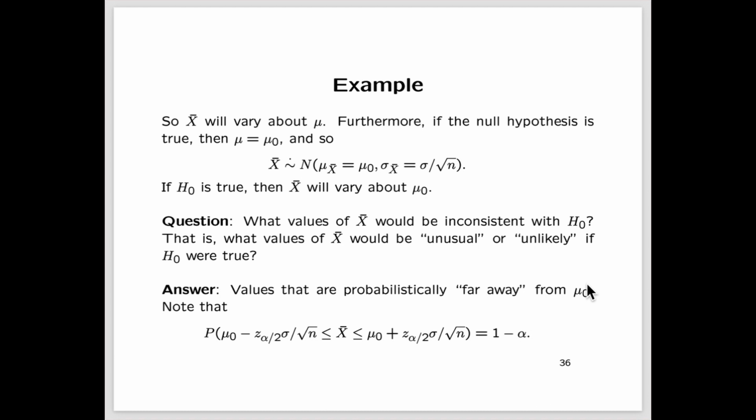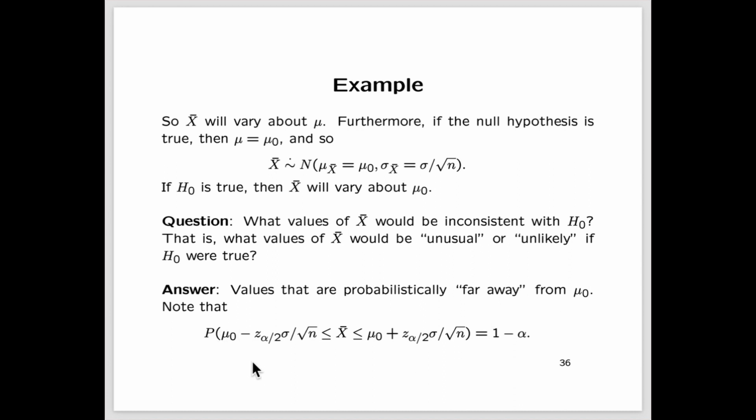So with that in mind, let's ask ourselves the question, what values of the sample mean x bar would be inconsistent with the null hypothesis? That is, what values of x bar would be unusual or unlikely to occur if the null hypothesis were in fact true? And the answer to that question is values that are what we would call probabilistically far away from mu sub 0.